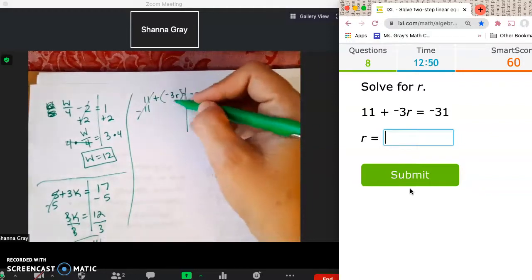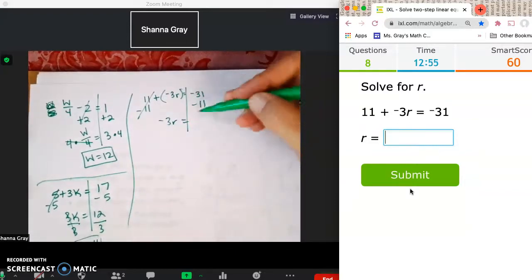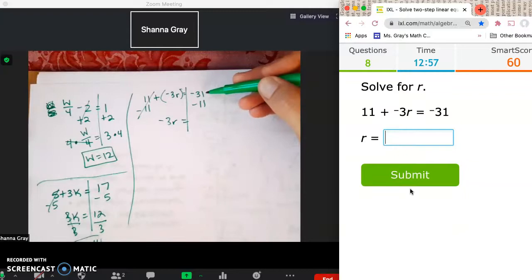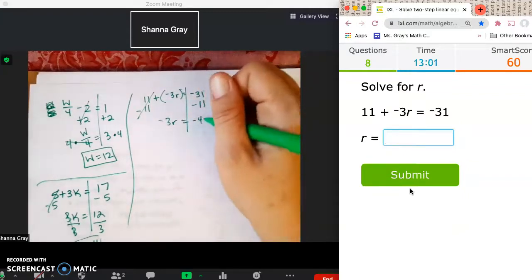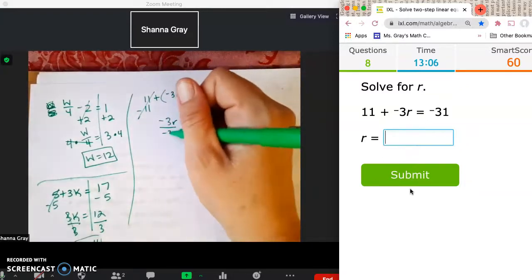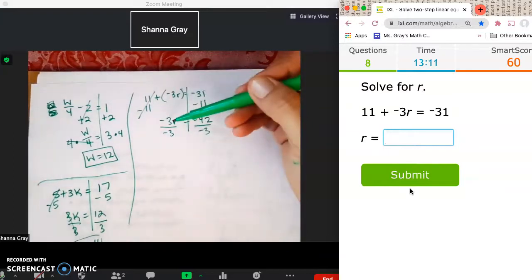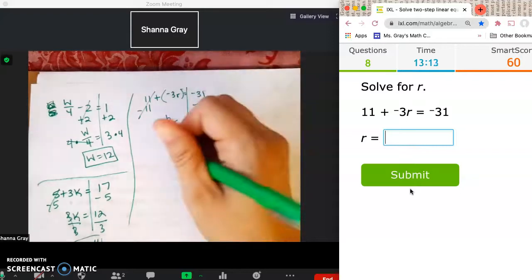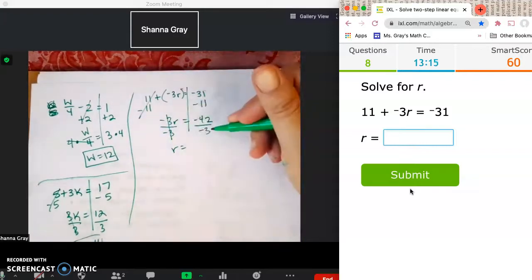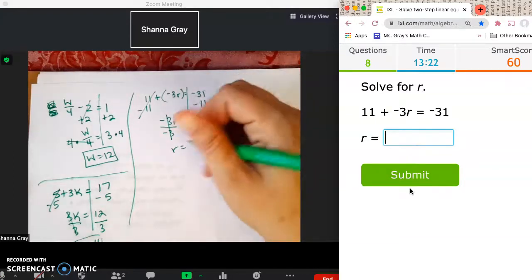So this leaves behind negative 3r equals, and then if I owe $31 to somebody, but I also owe them $11, then that means altogether I owe them $42. And then negative 3 times r, so I'm going to divide out that negative 3 from both sides. So the opposite of that multiplication of negative 3 is to divide by negative 3. And I end up with r equals 14, positive 14.